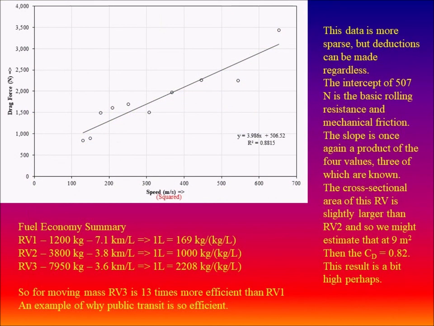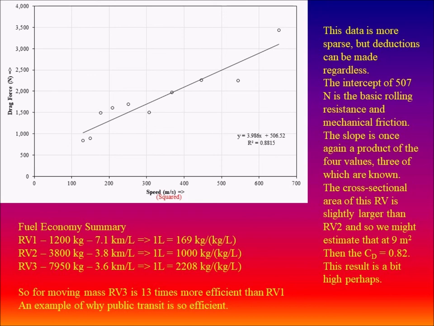When I analyzed this one using the GPS, I got fewer data points, which doesn't help, but it still looked sort of linear with respect to V squared. In this particular case, I got a very similar rolling resistance of around 500 newtons, which seems to be something we can believe. However, the CD I got with this one was 0.82, which seems reasonable at least, but certainly higher than the 0.58 I got with the other one. So there was something wrong with the data, I think, from the previous RV.